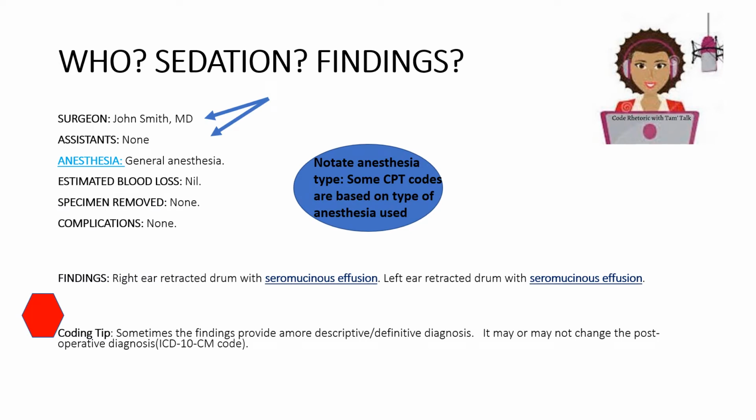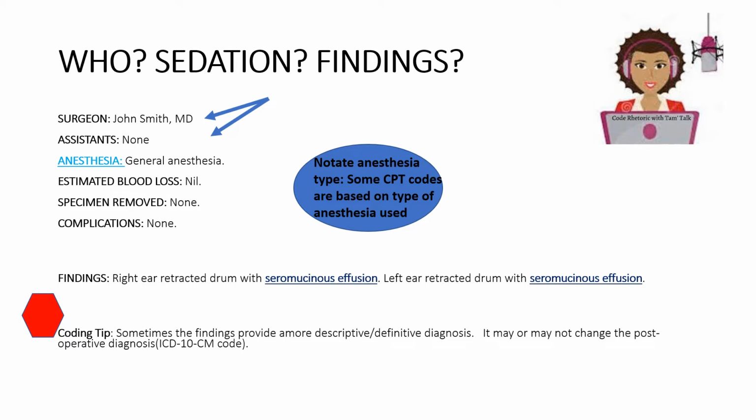Our next component consists of who, the sedation, as well as the findings. Who, as in who actually performed the surgery. Is it one surgeon? Is it multiple surgeons, like a co-surgeon? Is it residents? Is it another teaching physician? Is it assistants at surgery? We don't know, so this is where you will find out that information. You will have your main surgeon listed, and if there were any assistants on this particular surgery, hopefully their names will be listed in the assistants category. And as we can see here, there are none.